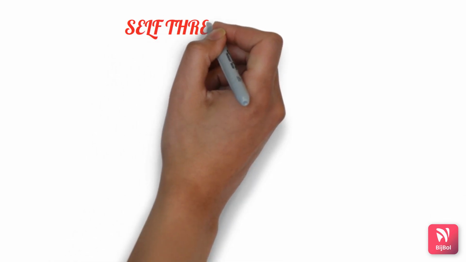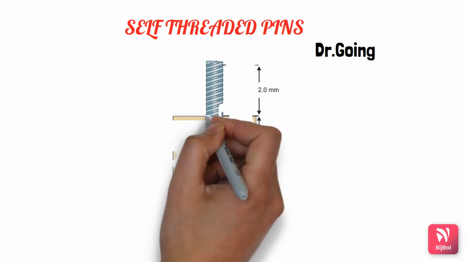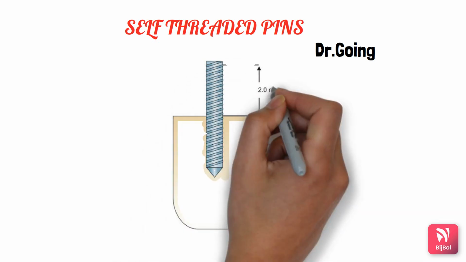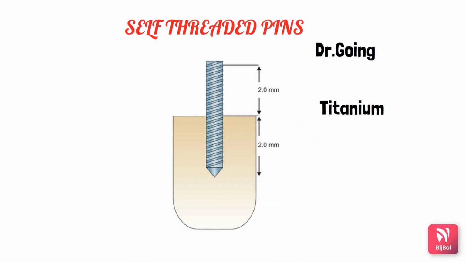Now we'll see the self-threaded pins. The self-threaded pins were developed by Dr. Going in 1966. These are available as stainless steel or the titanium pins with the threads and may be gold-plated for increased passivity. The pins are 0.0015 inches to 0.004 inch larger than the pin channels, and therefore they are retained by the elasticity of the dentin. The threads actively engage the dentin, providing the maximum retention among the different types of pins.